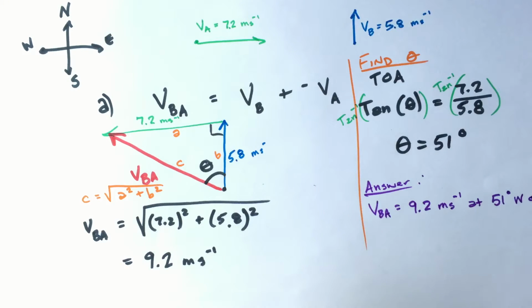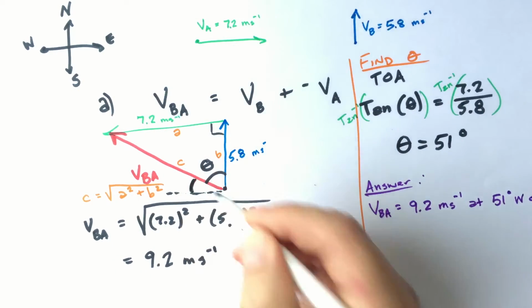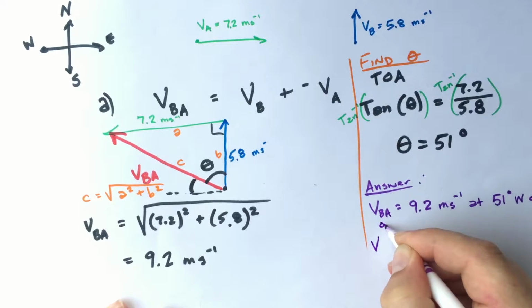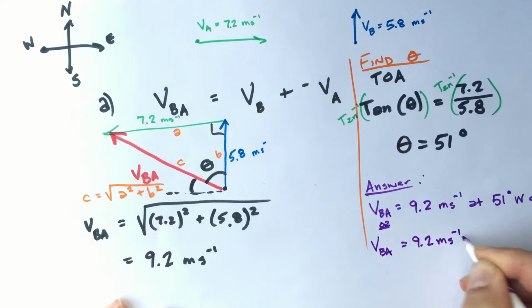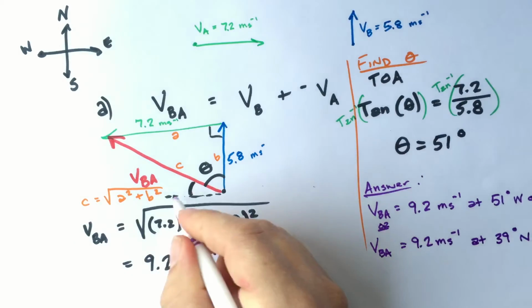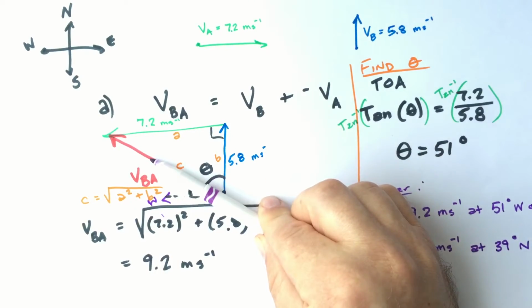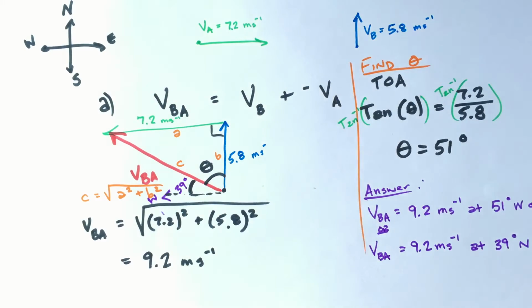Or likewise, you could see it this way. You could picture this angle here as the complementary angle, which would be 39 degrees. So I could say that VBA is equal to 9.2 meters per second at 39 degrees north of west, right? That is, if you're pointed straight west and you go 39 degrees north of that, then we still have the same direction here. All right.